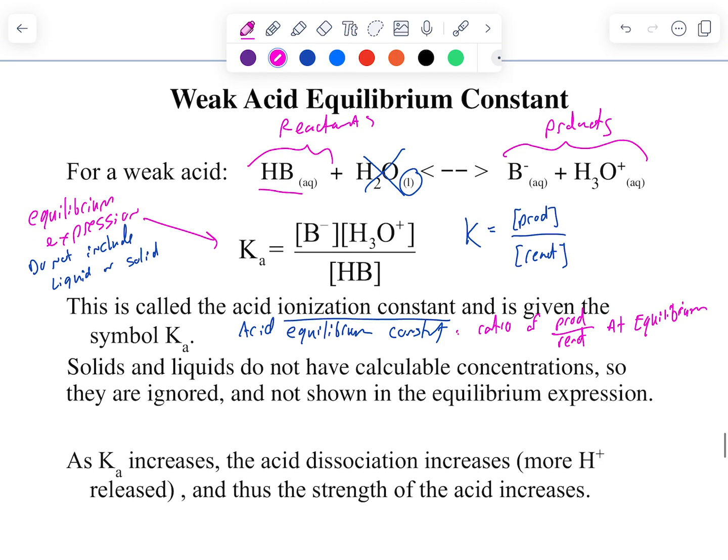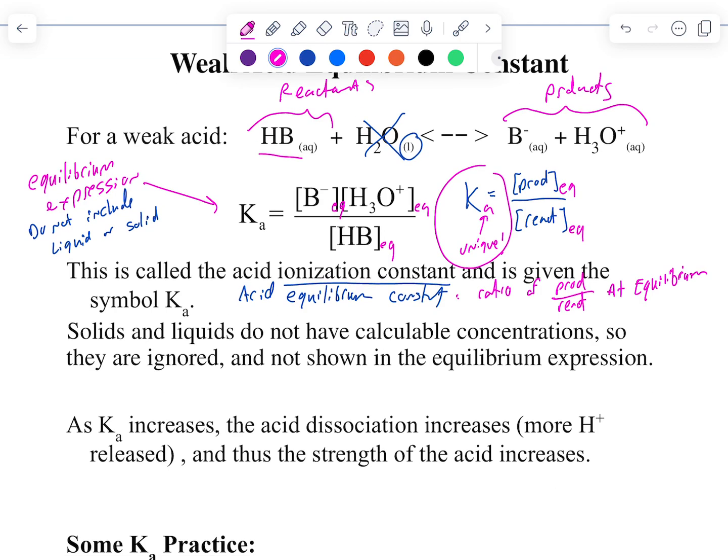Okay, so we have this value of K, the ratio of products over reactants, and to be more specific, we write little EQs here. That means those concentrations are at equilibrium only, meaning not initial concentrations. That means this number here is unique. Ka is a value and it is unique for every weak acid. Every weak acid has its own ratio that has to exist at equilibrium.